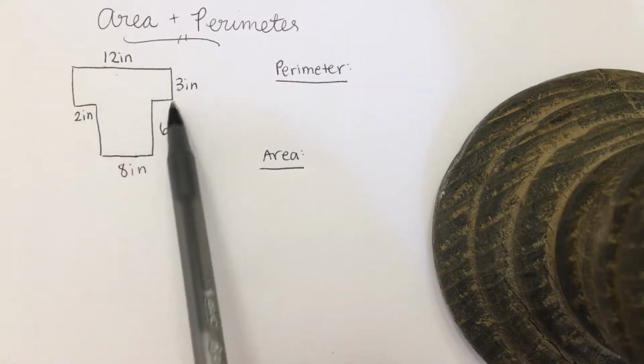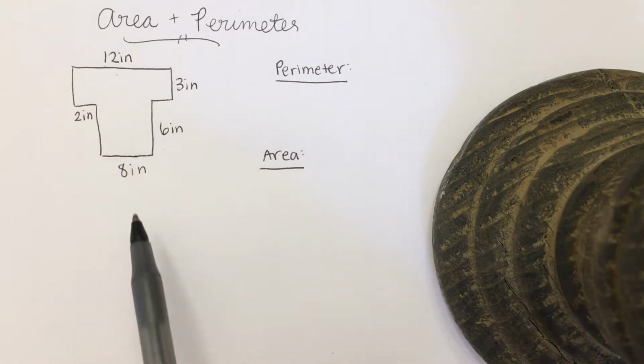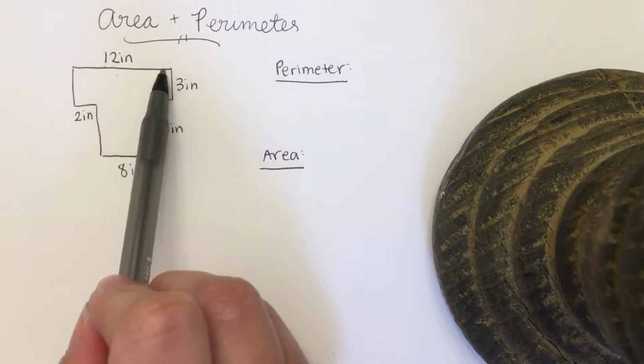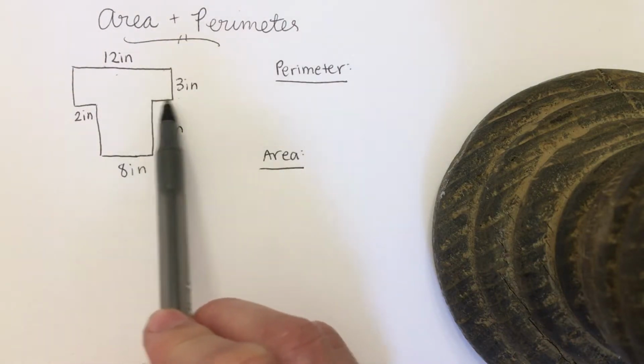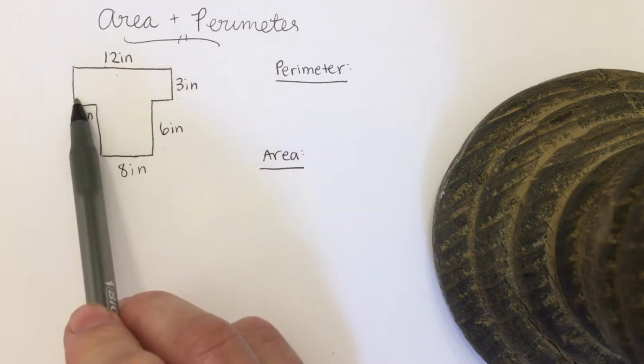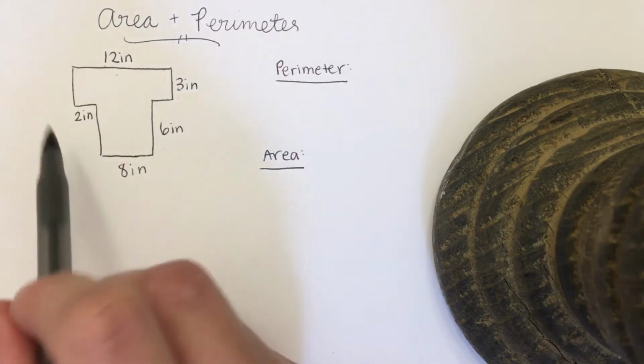Now, we've been given some sides, but we're going to have to find the measurements of some other sides so we can complete it. So let's take a look here. We've got 12 inches along the top, 3 inches, we're missing a side, 6, 8, missing a side, 2 inches, and we're missing a side over here. So I'm going to start by filling them in.